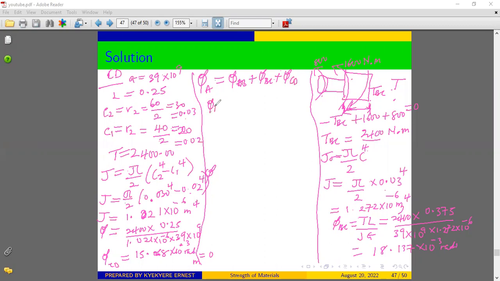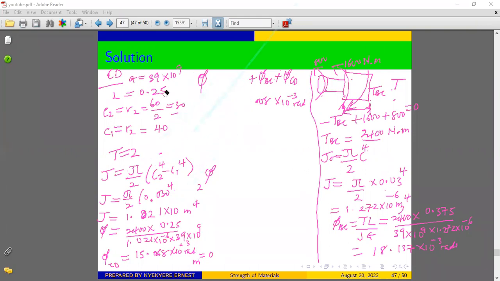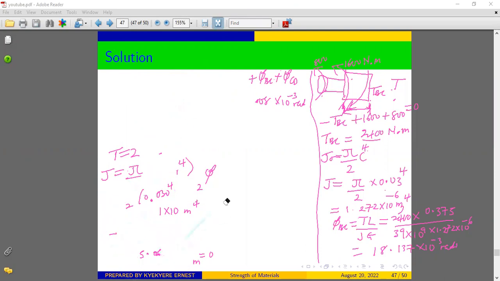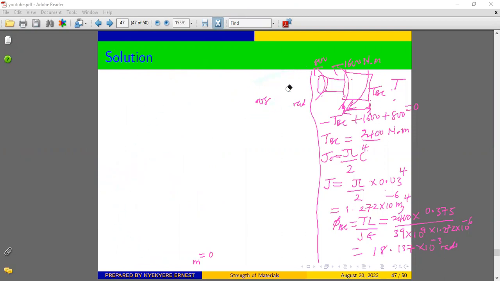And from there, our angle of twist at point A, when you add all three together, just go through and do the math. I want to leave some for you to do. So this will be 105.08 times 10 to the power negative 3 rad. And from here, we are done with that question. Very easy, isn't it? And it's the same procedure as we were dealing with for the deformation under normal stress or axial loads.